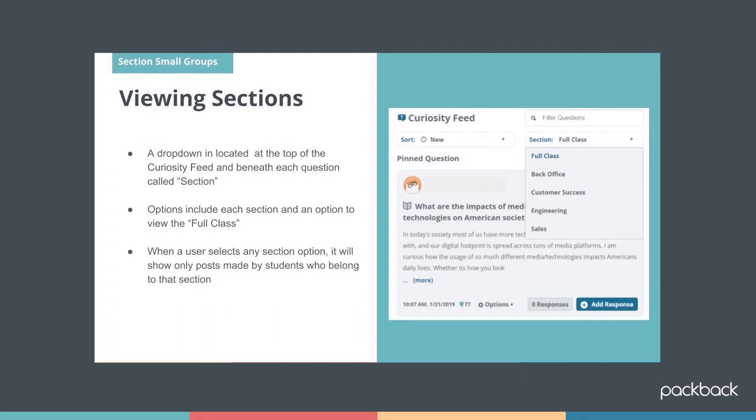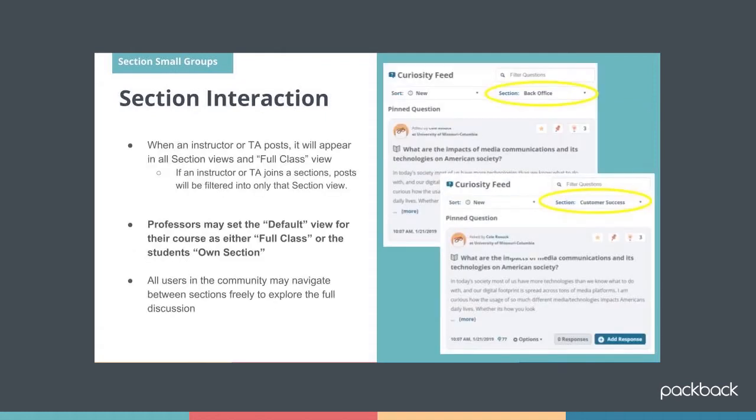Using the full class view would take you to the entire feed with no filters applied, so you'd see all the posts from all the sections. But if you entered into any individual section, you would only see posts from students in that section, as well as all TA or professor posts.